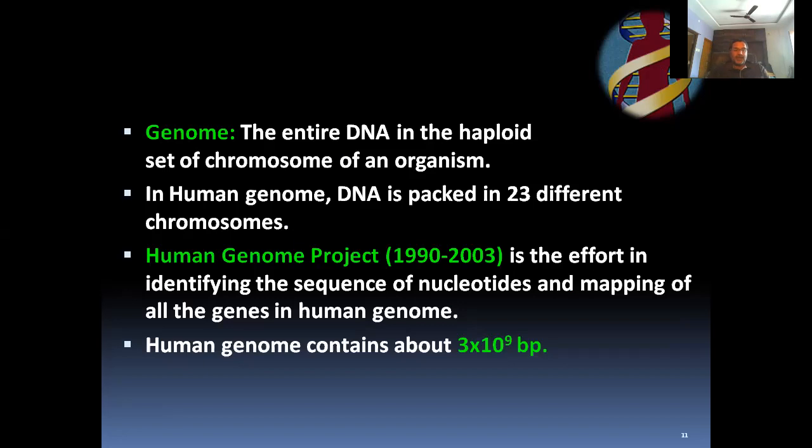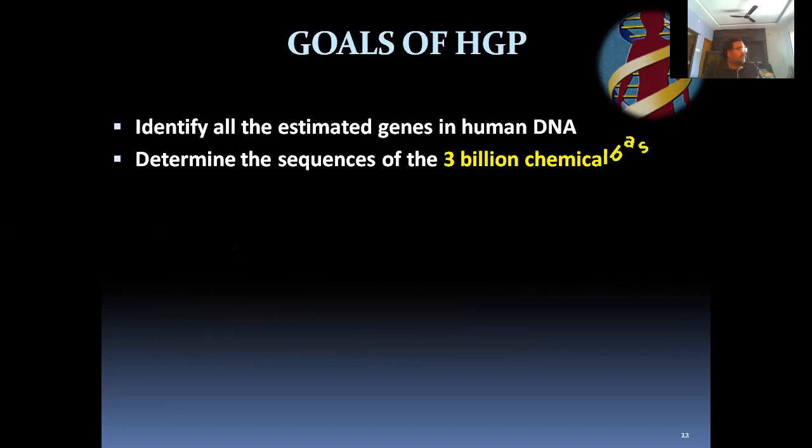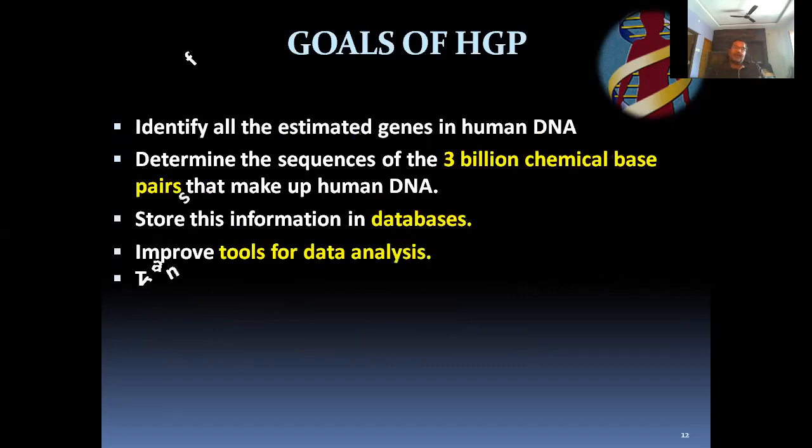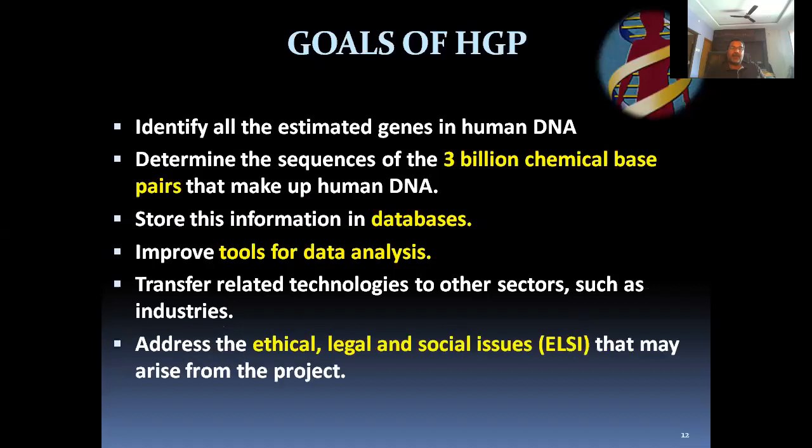After the genome project, we came to identify that the human genome contains 3 into 10 to the power of 9 base pairs. These calculations are to be remembered here: 3 into 10 to the power of 9 base pairs, or we say 3 billion chemical base pairs that make up human DNA. Determine the sequence of the 3 billion chemical base pairs of human DNA.